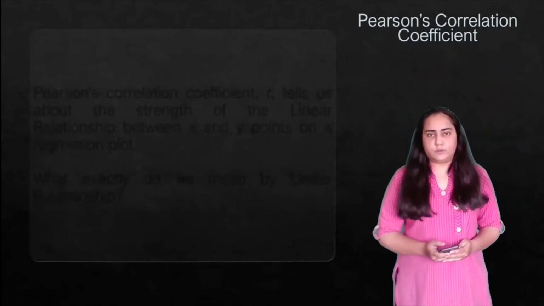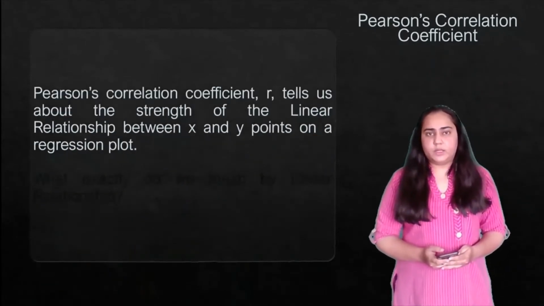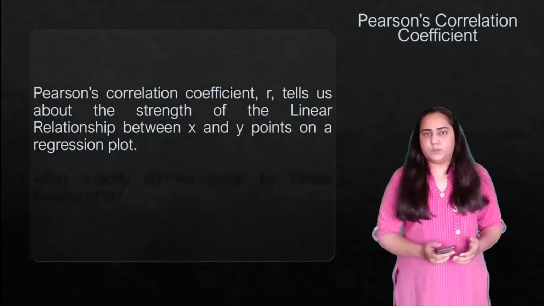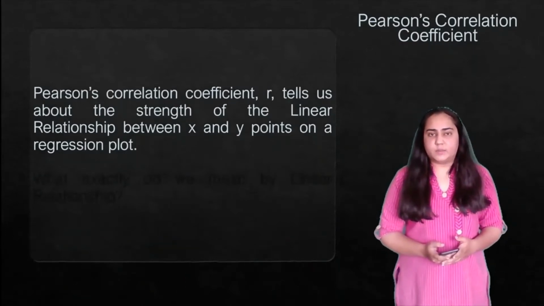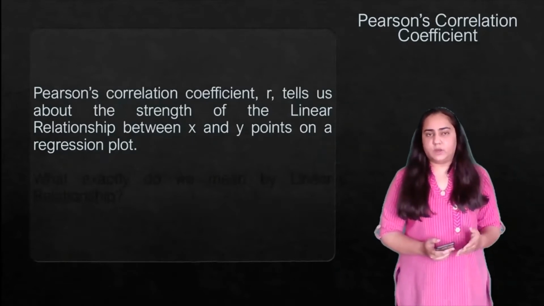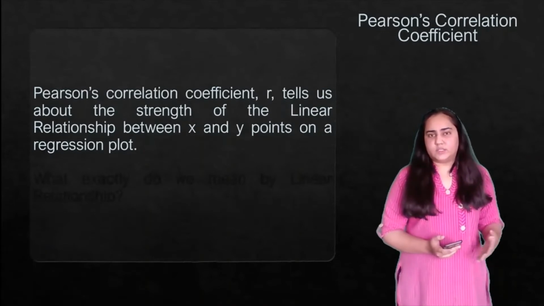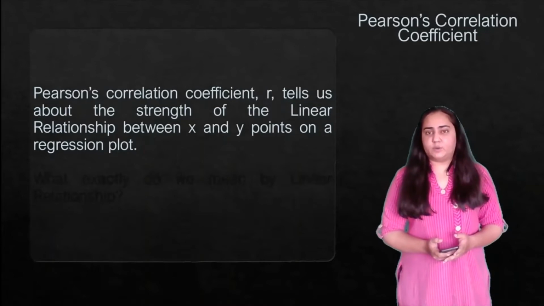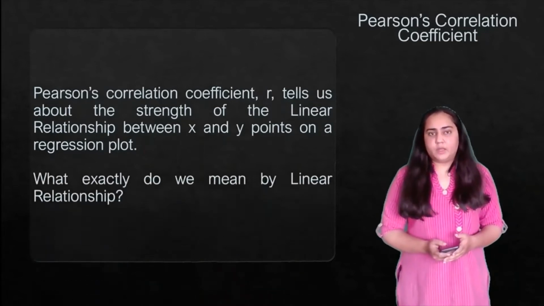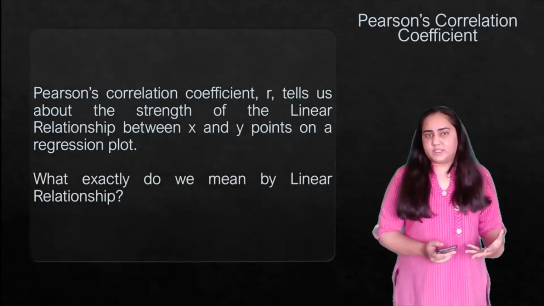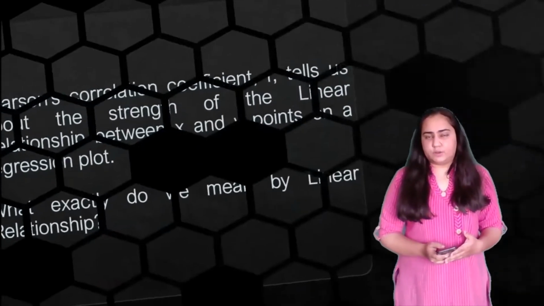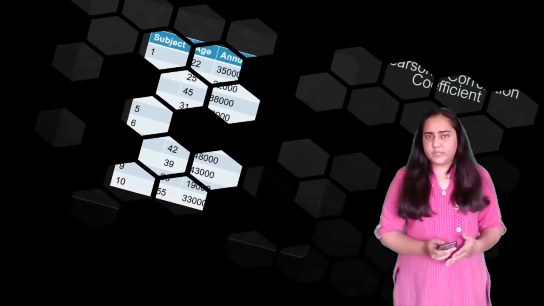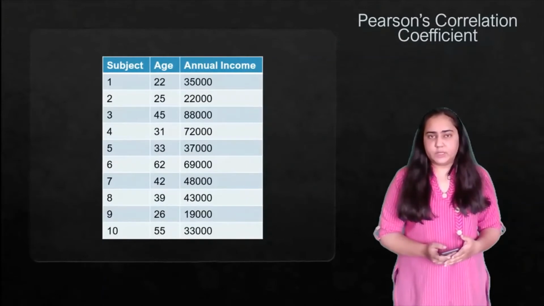Pearson's correlation coefficient is usually denoted by R, and it tells us about the strength of the linear relationship between X and Y points on a regression plot. If you have studied statistics before, you already would know what regression is, and specifically what linear regression is. Now, what exactly is linear regression, or a linear relationship between two variables?